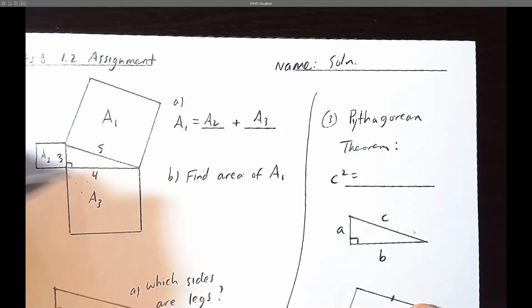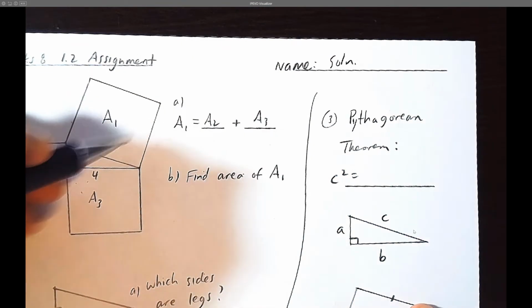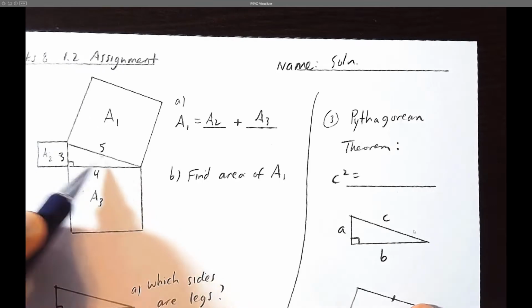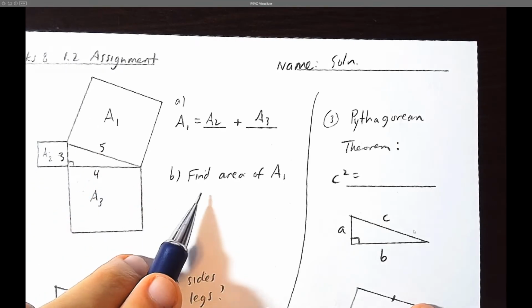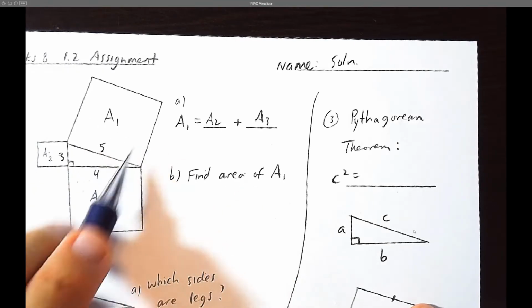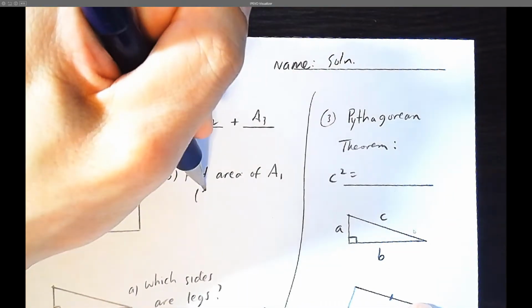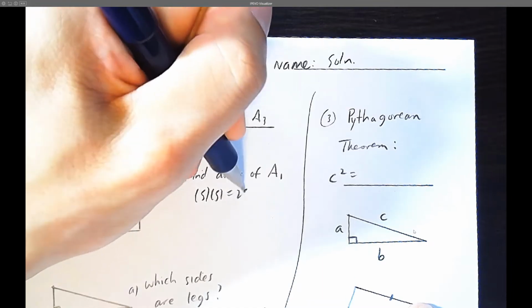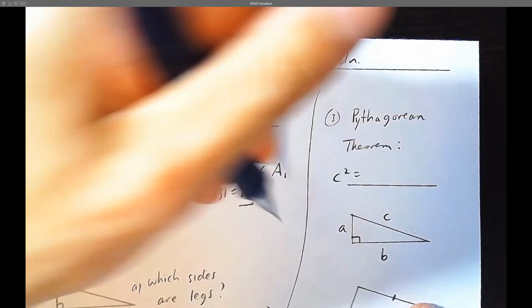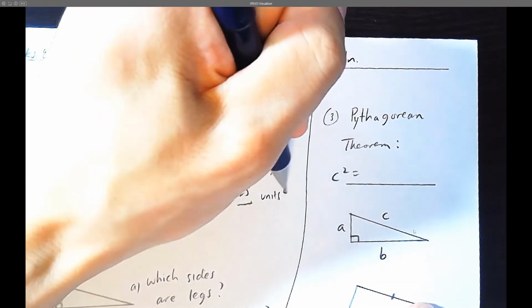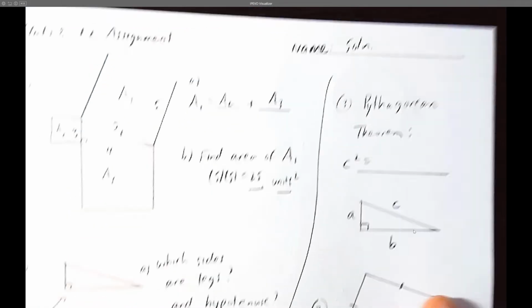So these two small areas added up to become the hypotenuse area. Hypotenuse is along this side here. So the area of A1 is going to be 5 times 5. This is a square. 5 times 5 is equal to 25. 25 units squared, because we're not sure if it's meters or centimeters.